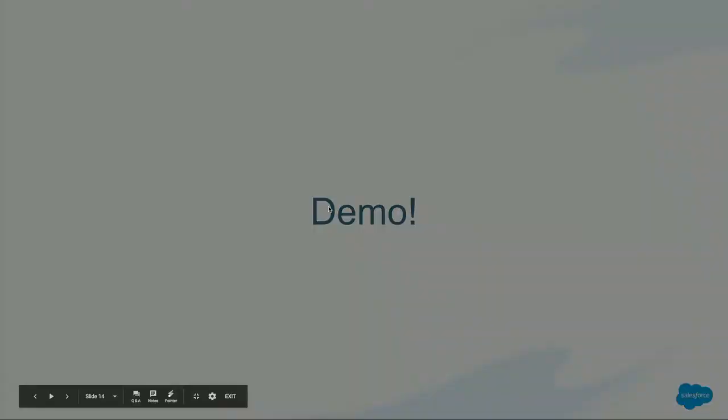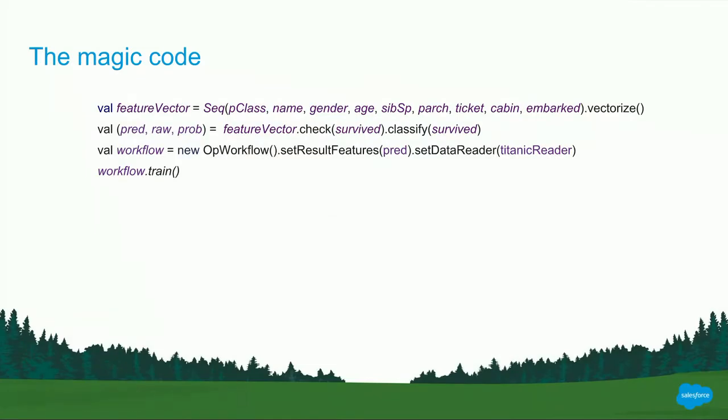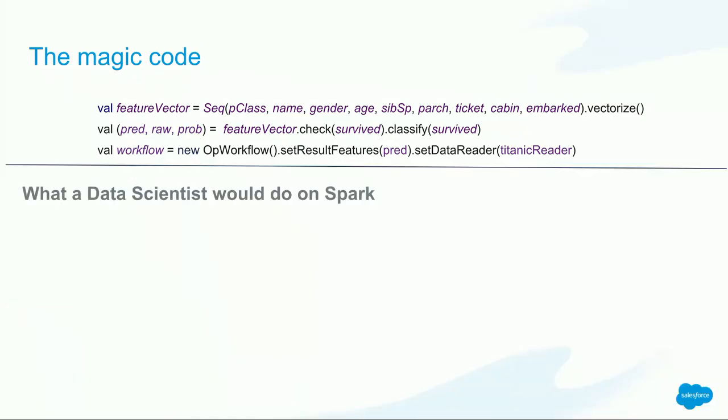Okay, so that was the demo, and I'm going to show you the interesting part of this predictive app I wrote. This is the part that does the automated feature engineering, the automated feature selection, the automated model selection. As you can see, all these processes are done with only 4 lines, which is pretty impressive. And to show you how impressive it is, let's compare to the code a regular data scientist would write on Spark in order to achieve the same thing.